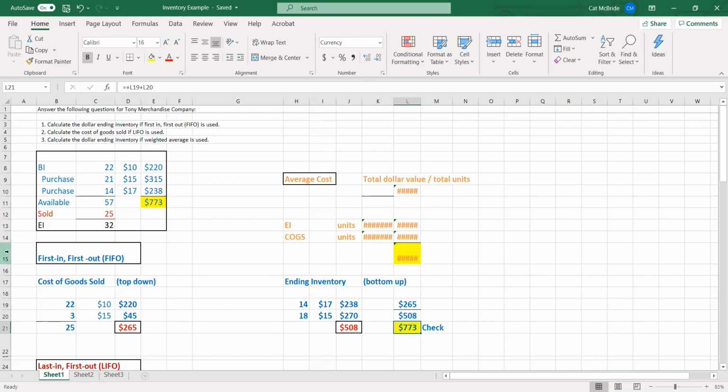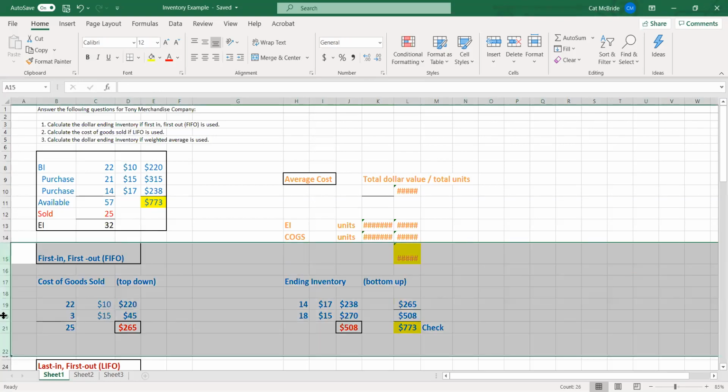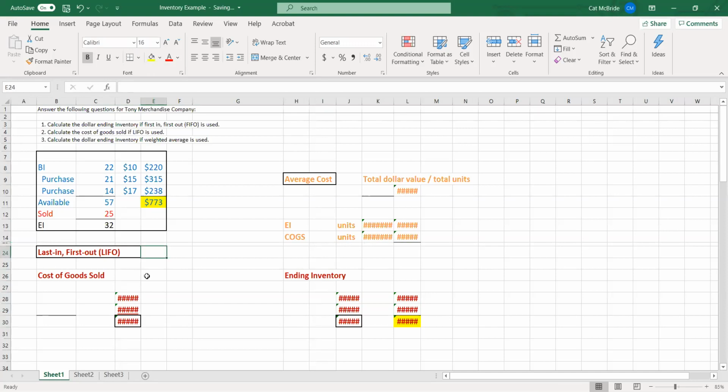All right, so I'm going to hide these so that we can look at last in, first out more easily. All right, last in, first out. The last units that came in, we're going to assume are the first costs that go out. So for cost of goods sold, am I going to start at the bottom and work my way up, or the top and work my way down? Last units in are the first ones out, so I'm going to start from the bottom and go up.